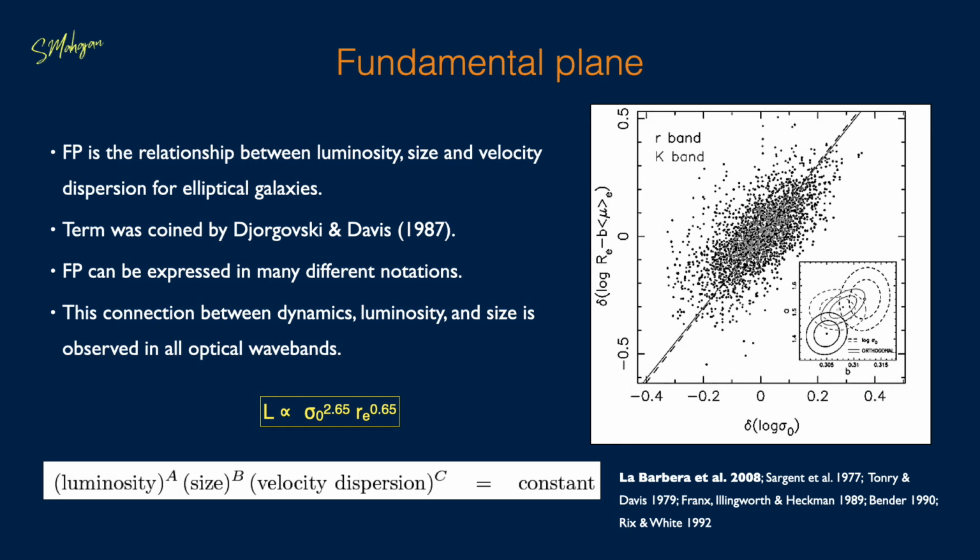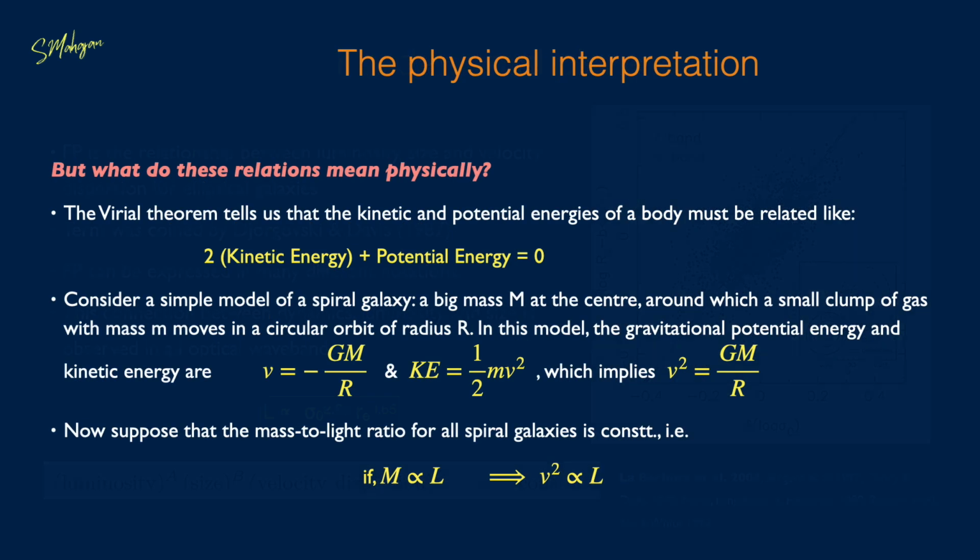The fundamental plane allows us to use any two of the three quantities to predict the third without measuring it. The fundamental plane has been represented in many different ways in the literature, but it essentially shows that some combination of luminosity, size, and velocity dispersion of stars in an elliptical galaxy is a constant. But what do these relations mean physically?